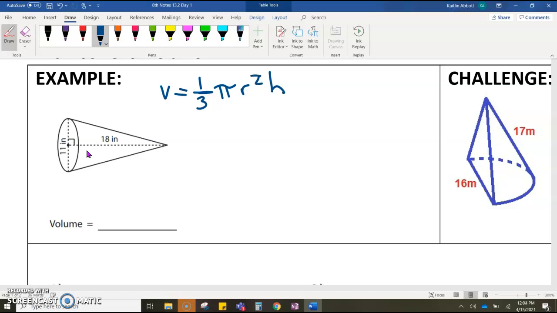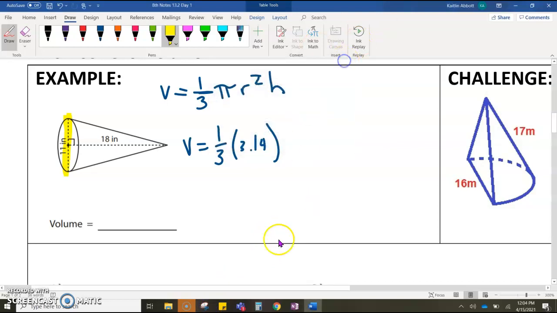Okay, so let's fill these in. Volume equals 1/3 will stay the same. Pi is 3.14. And radius. So the radius, remember, is not where it's supposed to be, but they gave us the entire diameter. We need half of this. So I need half of 11.